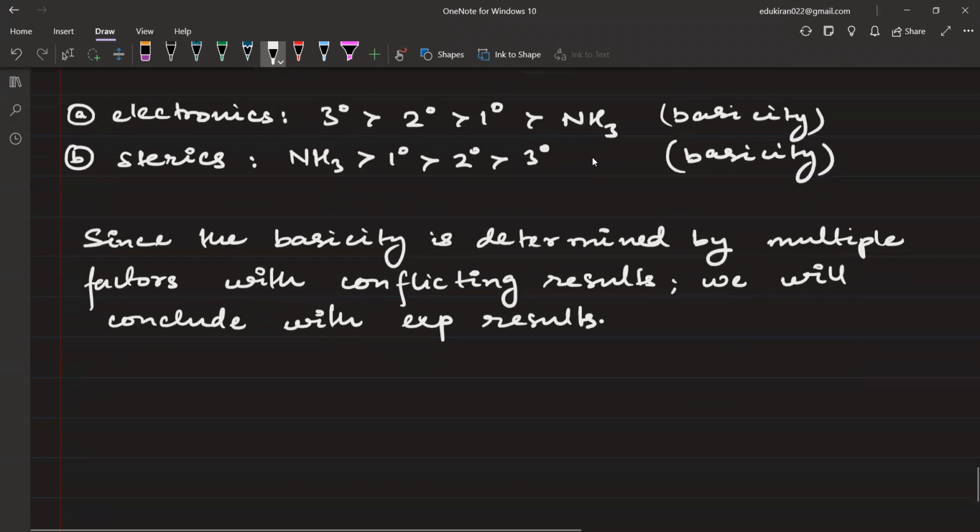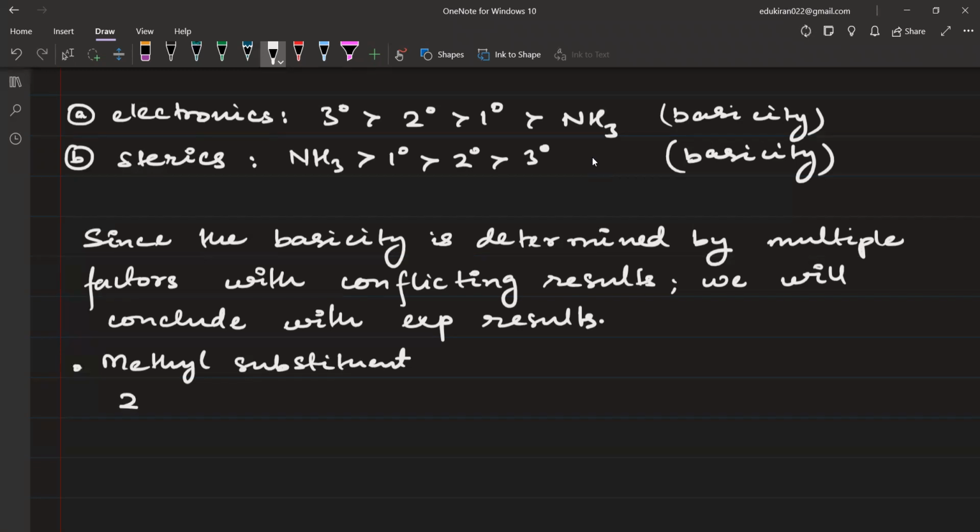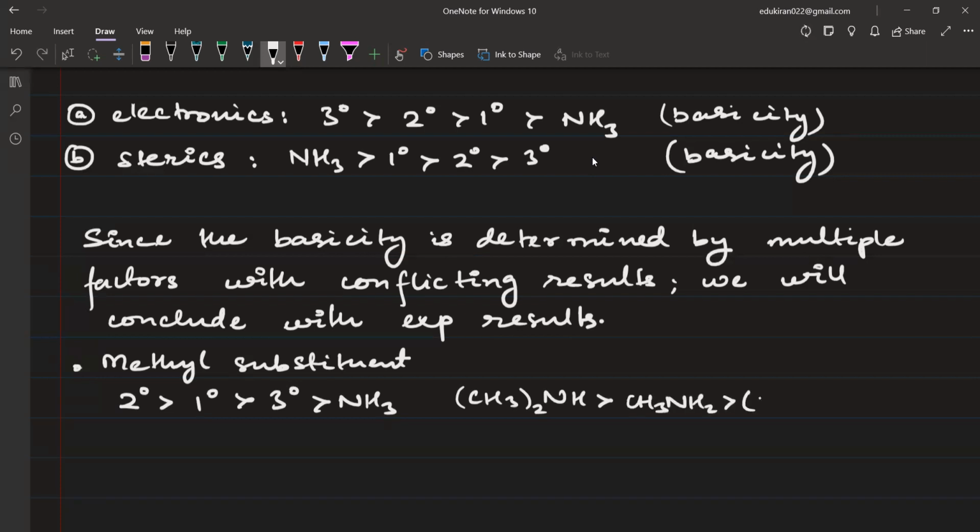Now, in experimental results, you have to remember two: when you have ethyl substituent and when you have methyl substituent. In methyl substituent, the 2 degree is going to be the most basic, followed by 1 degree, and then followed by 3 degree, and after that you will have ammonia, NH3. That means you have (CH3)2NH, the most basic, followed by CH3NH2, followed by (CH3)3N, which is followed by NH3.